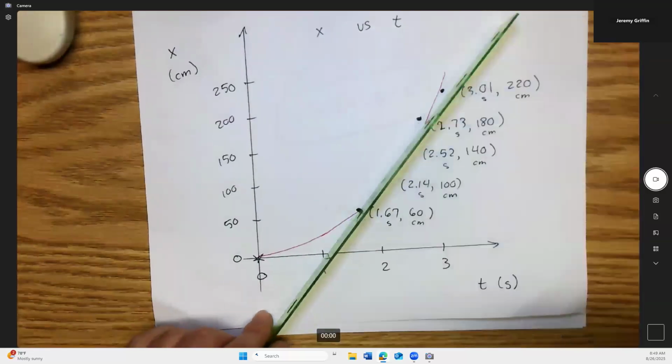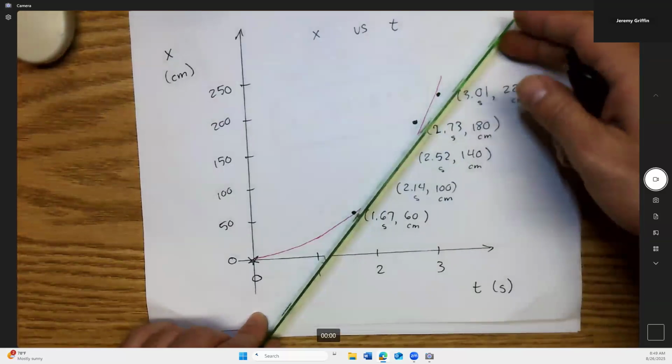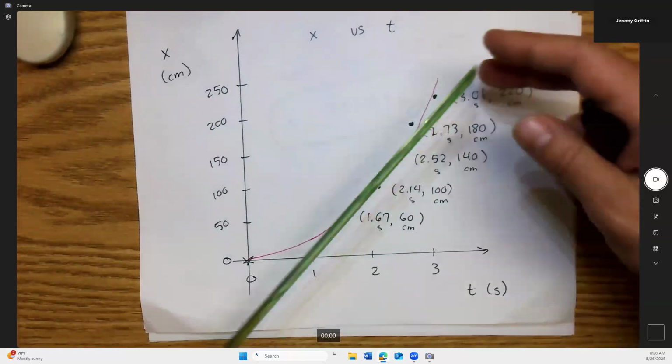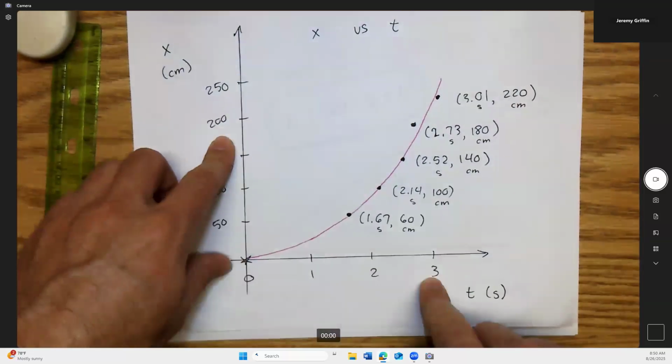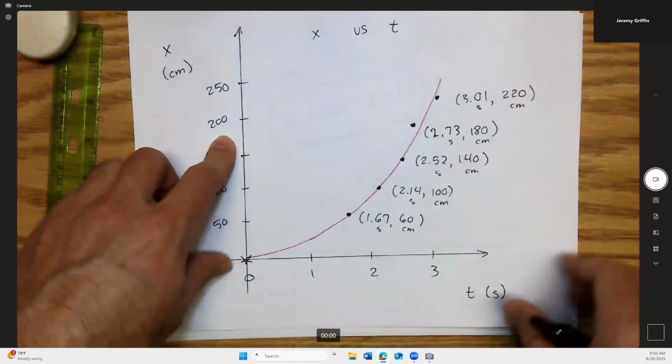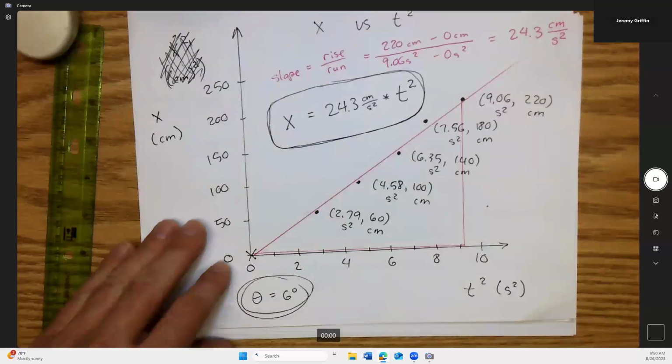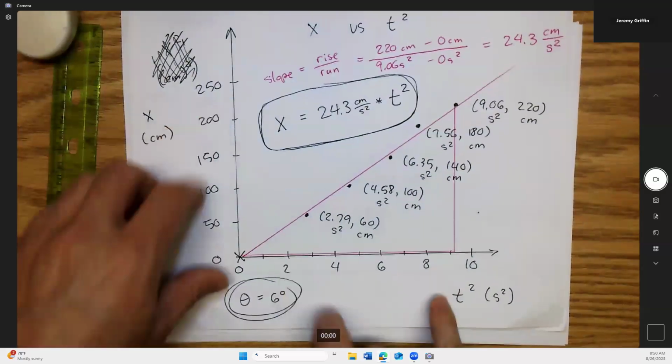Okay, and I'm reiterating all this because guys, you're going to see this in future labs too, right? This is a common thing to see. Right, so say, hey, what if I graph not x versus t, but x versus t squared? What would that look like? And that ends up looking like this: x versus t squared.